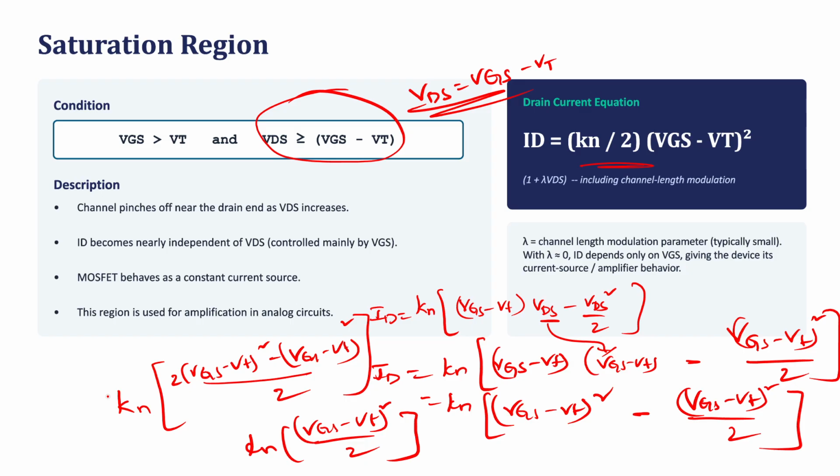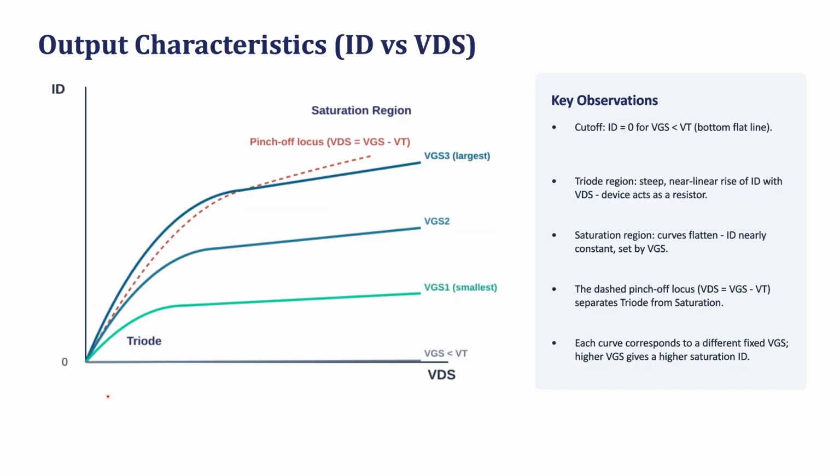It acts as an amplifier. So this is the drain current equation in the saturation region. Coming to the output characteristics, in the cutoff region the output will be 0.